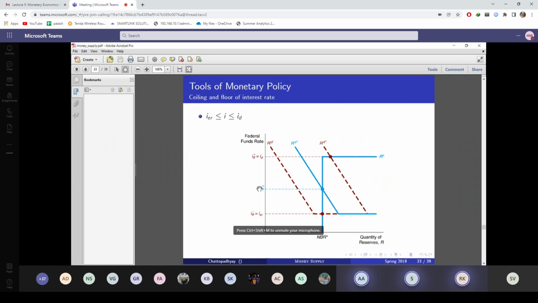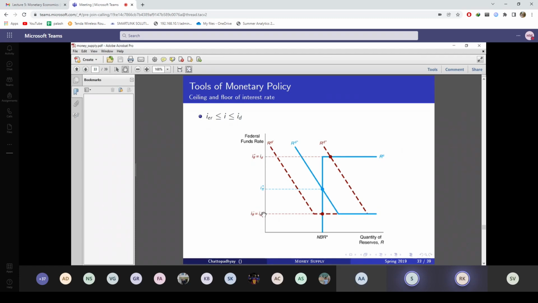So that is why, if their targeted interest rate is 5%, and if they want it to vary between plus minus 2%, they choose this ID and IER accordingly. Bind it. Okay, that is also a very interesting application of this IER and ID.